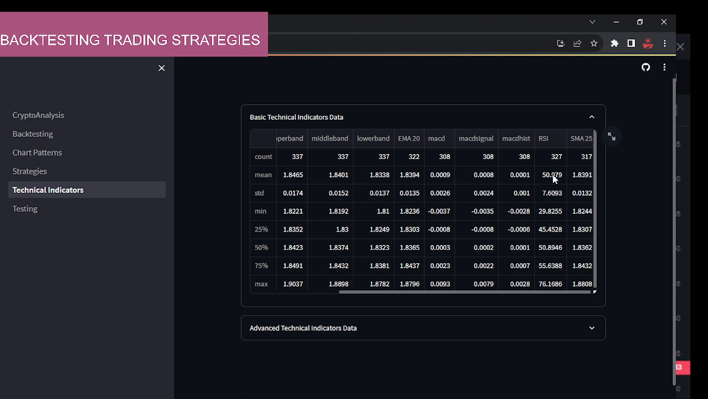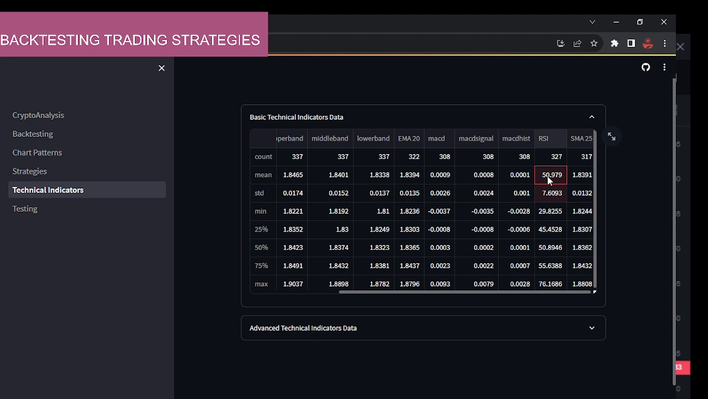In this case, I'm keen on formulating a trading strategy by using the mean, the standard deviation, the minimum, the 25th and the 75th percentile. So how do I do that? I will check on the mean. If I'm you, I will check on the mean.